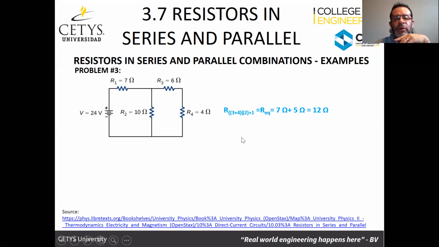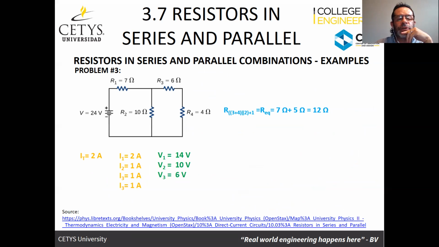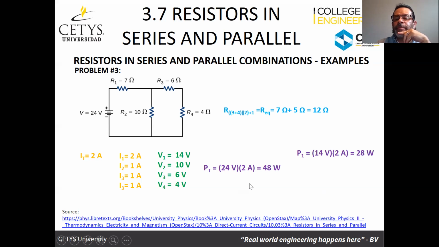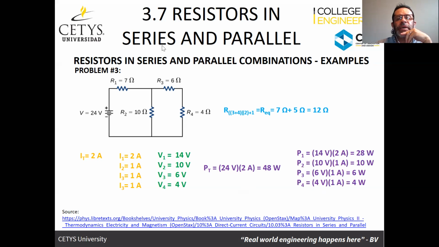So now, as a summary, we've got the equivalent resistance, the total current, current 1, voltage 1, current 2, voltage 2, current 3, voltage 3, current 4, voltage 4. The total power is going to be the voltage of the power supply multiplied by the current. And we can find the power for each of the elements. How do we find the power? The power for each of the elements is directly the multiplication of these two. That's how we find the power.